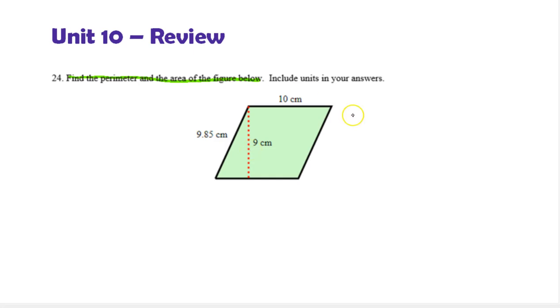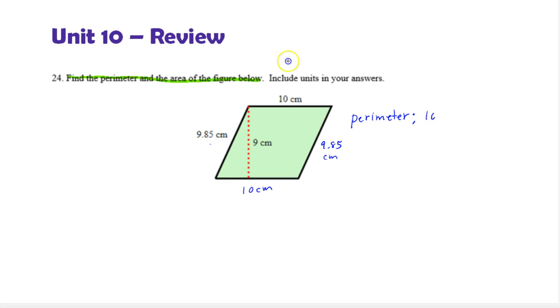So for the perimeter, you want to find the distance around the boundary. Well, since this is a parallelogram, this side is the same as this side, and this side is the same length as this side.